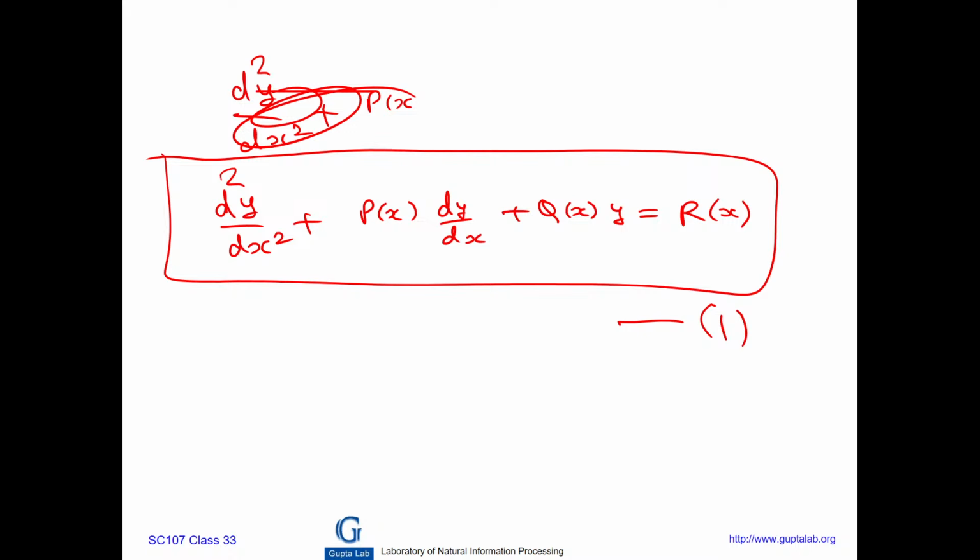linear second order differential equation with variable coefficients, right? And I gave you that important result. So this equation is known as non-homogeneous equation because when R(x) is non-zero. So whenever we are solving these equations, I need to solve it in two parts. First, look at the homogeneous equation. That means put R(x) equal to 0 and solve it, right?